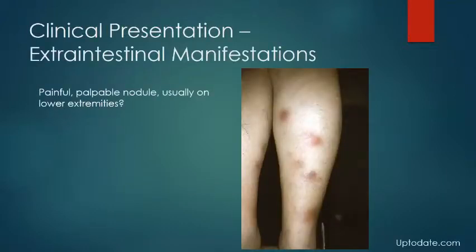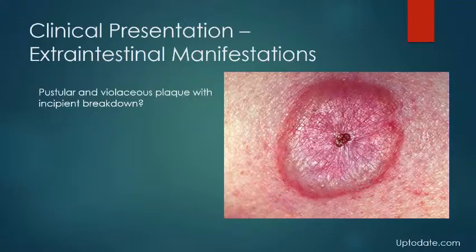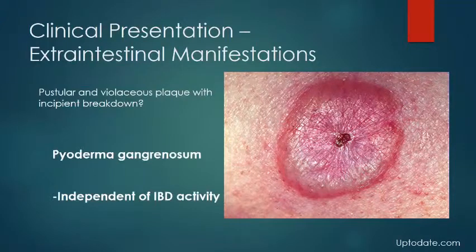Can anybody tell me what this is with painful nodules, usually on the lower extremities? Okay, good review. And that tends to mirror the IBD activity. So if you treat the IBD, this tends to improve. Pustular and violaceous plaque with incipient breakdown. PG? Yes, okay. Pyoderma gangrenosum, good. And that one is probably independent of IBD activity, although some recent data shows maybe it does mirror a little bit, but I think independent of IBD activity is what I'm going to go with.